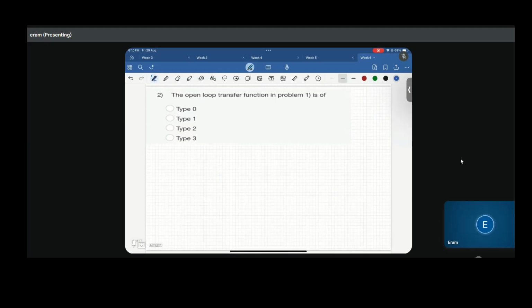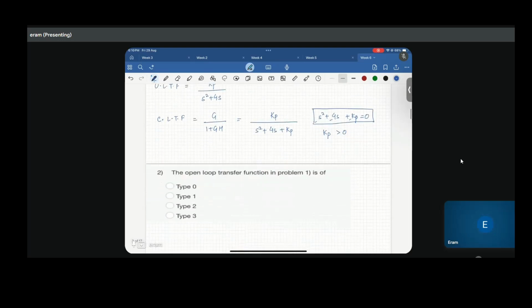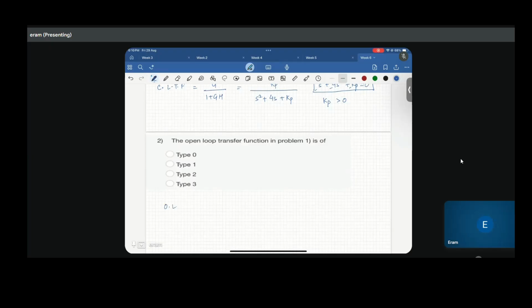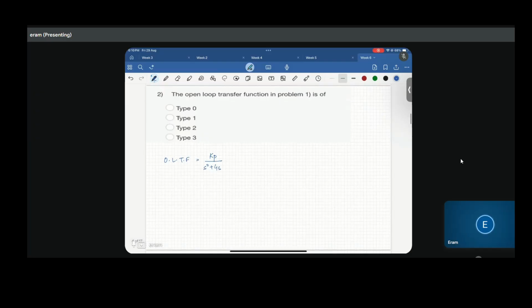For this problem that we have just solved, whose open loop transfer function was Kp divided by s square plus 4s, you need to find out which type of system this is, whether it is type 0, type 1, type 2 or type 3.